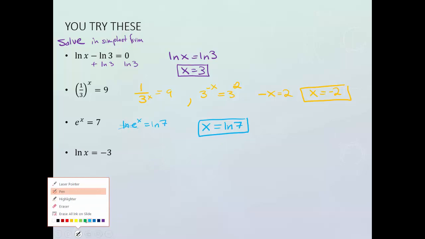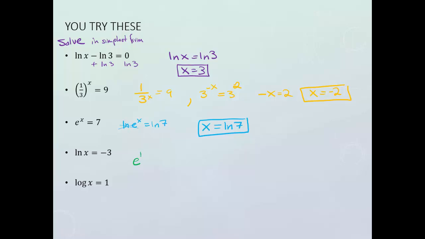Alright, the next one. Same thing, but we can raise it to the e power. e to the ln of x equals e to the negative 3. Now, these are going to cancel each other out. We end up getting x equals e to the negative 3rd, but the negative exponent isn't considered all the way simplified, so we end up getting x equals 1 over e to the 3rd. That would be the most simplified version.